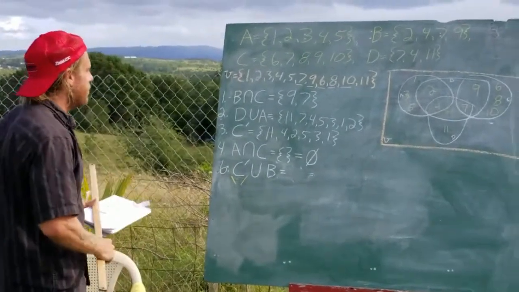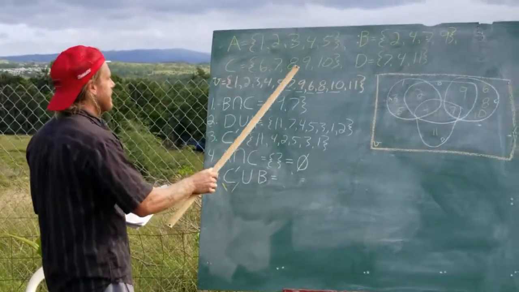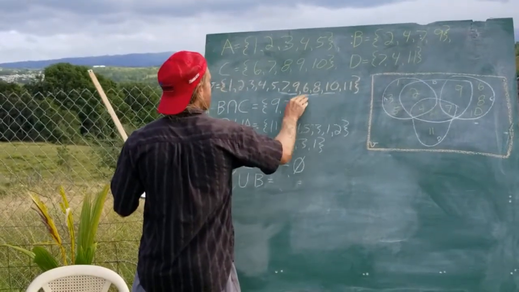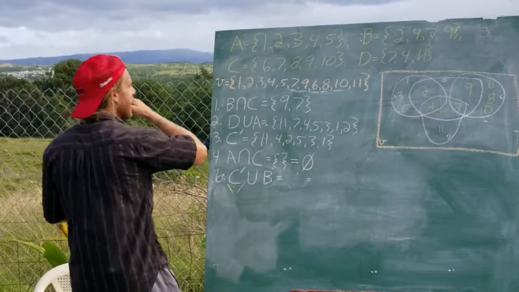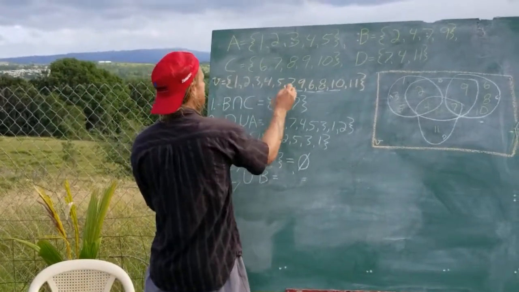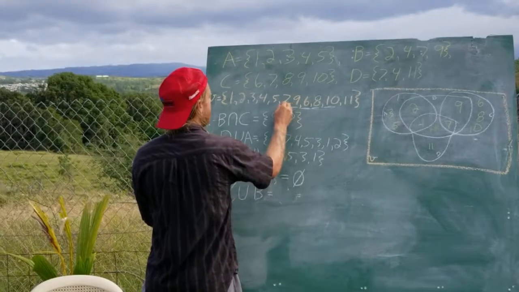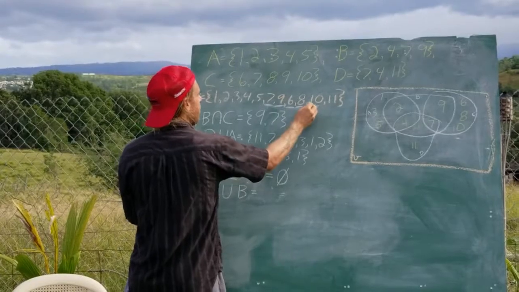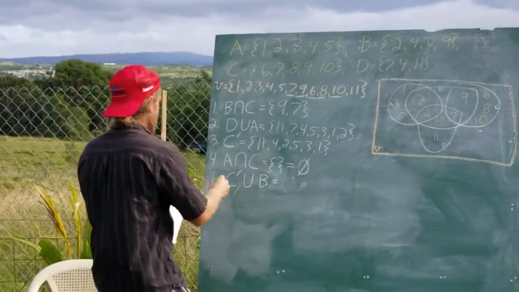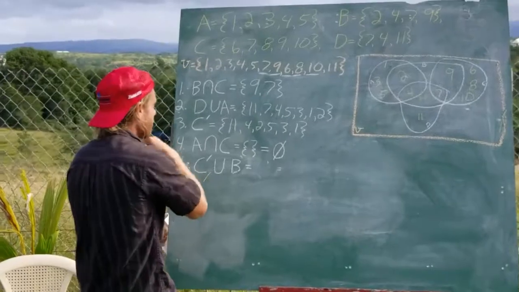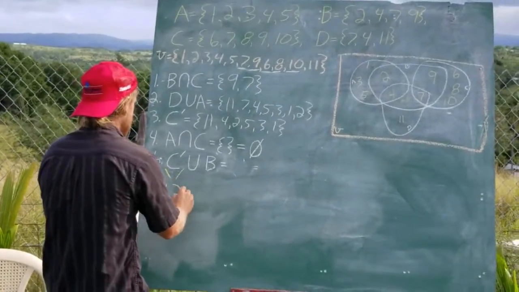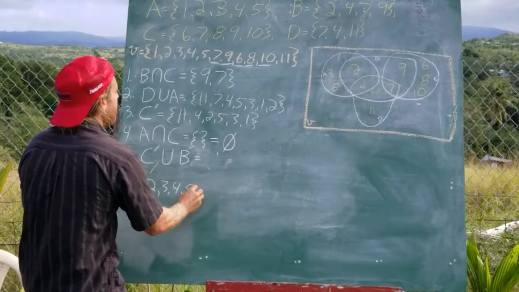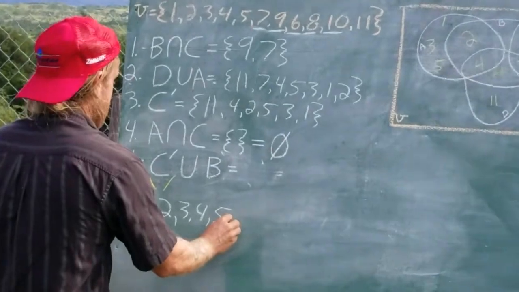Remember, that is everything in the universal set that is not in C. So we want everything in the universal set, up here in orange, but not the elements that are in C. So let's underline those, and we'll take what's left. So we don't want 6. We don't want 7. We don't want 8. We don't want 9. And we don't want 10. So what we're left with, the complement of C, is the elements 1, 2, 3, 4, 5, and 11.